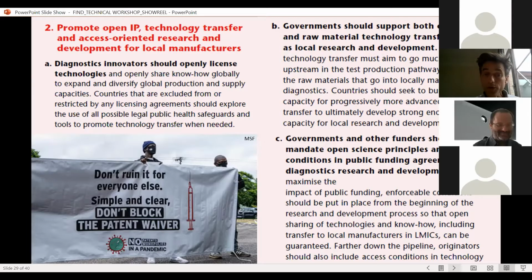A third recommendation is that governments and other funders should mandate open science and open access conditions in public funding agreements. Especially during COVID, we have seen a lot of public funding to manufacturers, often with little conditions in terms of return to the public, in terms of open access to the technologies. So we think that when there are public funding agreements, there should be a condition for open sharing and open access to the developed technologies for the public. Next slide, please.